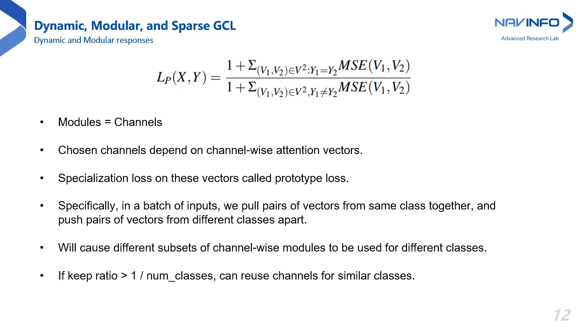Furthermore, if the keep ratio is higher than the inverse of the number of classes, it will also encourage overlapping activations. For example, reusing channels corresponding to a learned class for a newly observed and similar class. Note that we only apply this loss to samples in the batch for which the predictions were correct.